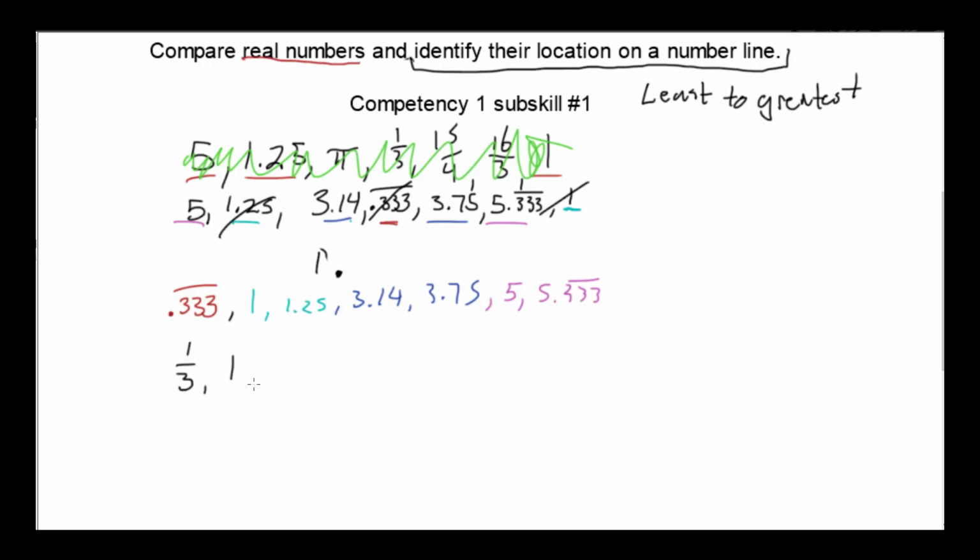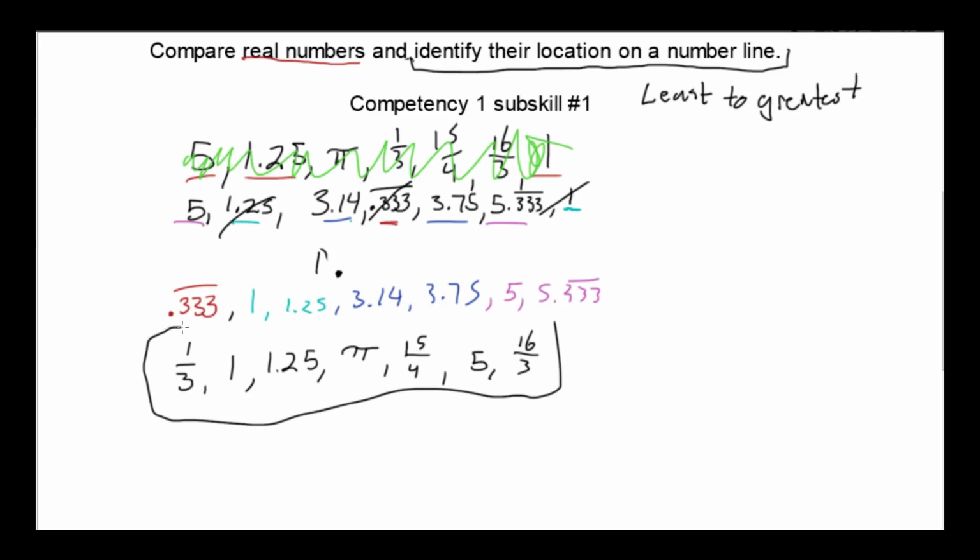I know we didn't change the 1. 1.25 was an original number we started with. Then we had the symbol for pi. Then we had 15/4. And then we had 5. And then we had 16/3. This is the answer you're going to look for on the test. If this is an option, this is it.